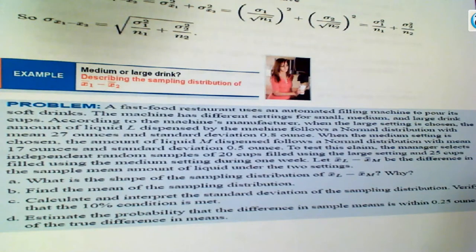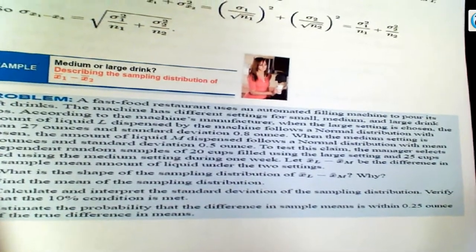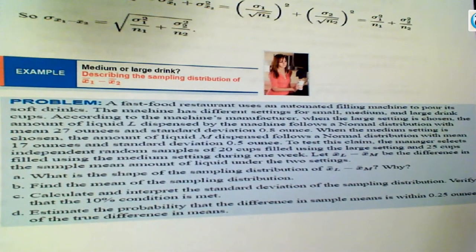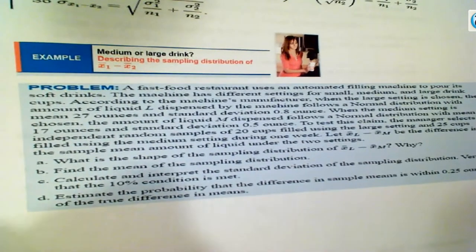To test this claim, the manager selects independent random samples of 20 cups filled using the large setting and 25 with the medium. So we're going to let X bar L minus X bar M be the difference in the sample mean of the liquids. What is the shape of the distribution? Find the mean, find the standard deviation, and then we're actually going to estimate a probability. Okay, so let's start off with A. What is the shape and why?